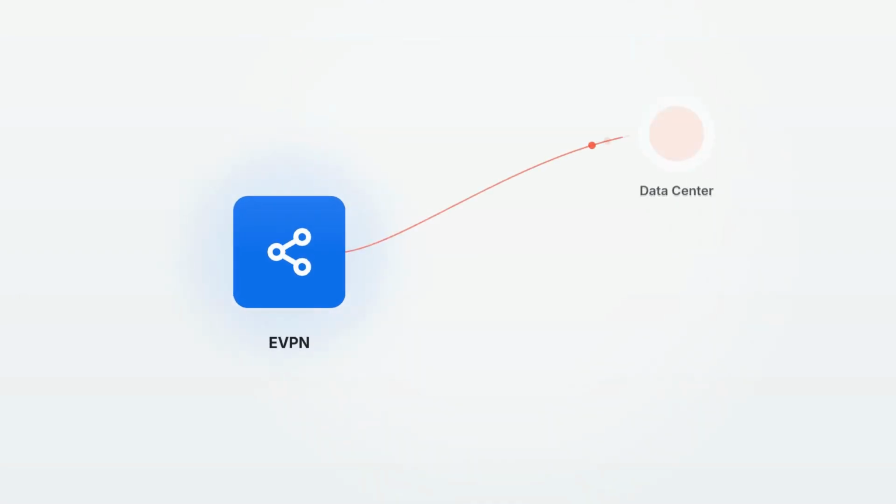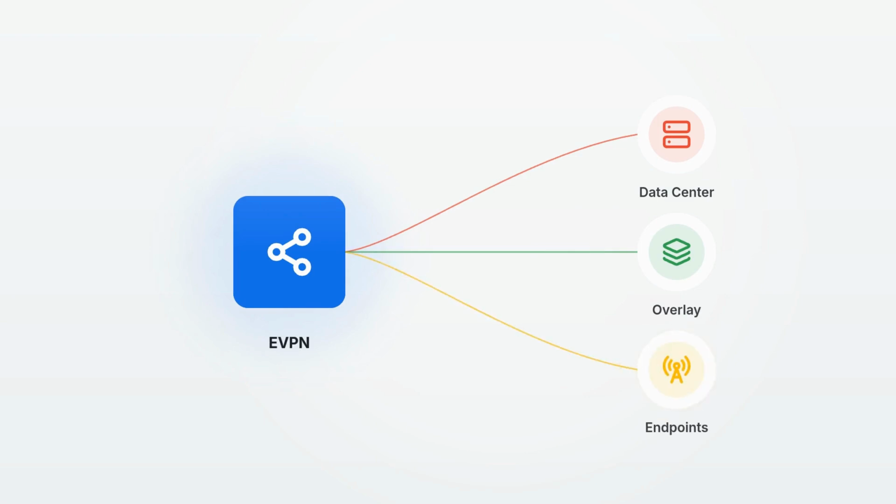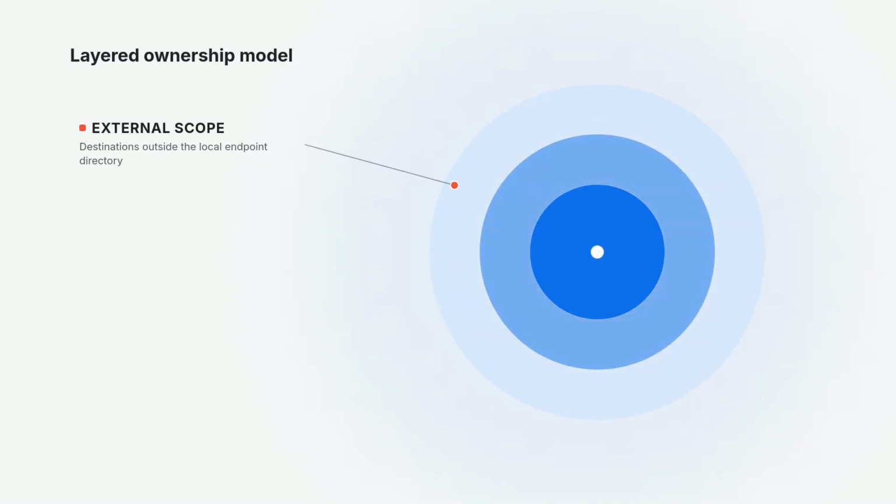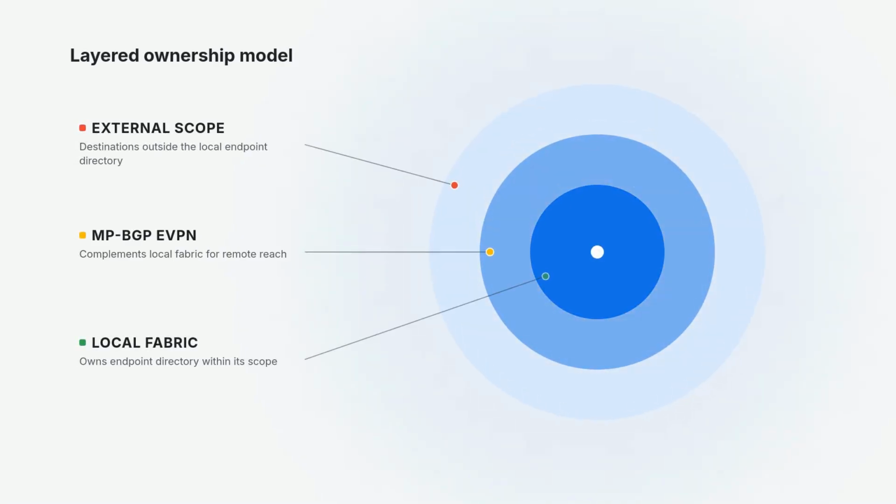EVPN adds endpoint-aware signaling semantics that make the exchange more useful for modern data center and overlay scenarios than plain, older route exchange alone. But here is the key. Inside one local ACI fabric, COOP still answers which leaf currently owns a local endpoint. MP-BGP EVPN does not replace that local fabric ownership function. It complements it when the destination is outside the immediate local endpoint directory scope.